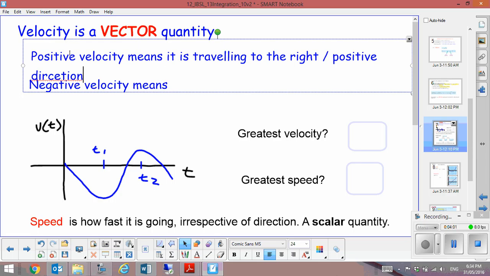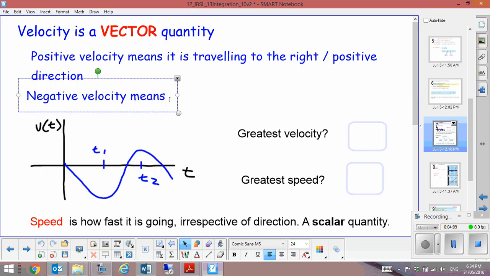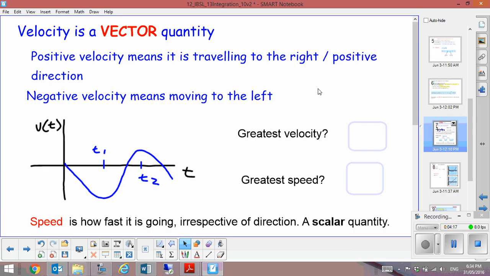Sorry. So it's either travelling in a positive direction, which is usually to the right. If it's negative velocity, it means it's moving to the left or down, whichever the negative direction is. So here we've got an example.